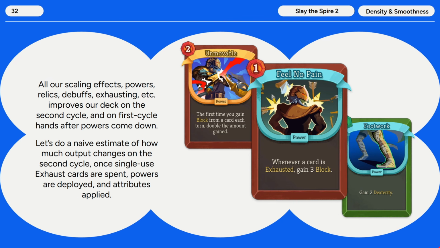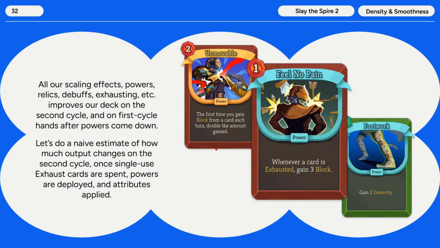Our scaling effects, our powers, our relics, our debuffs, our exhausting, high front-load premium exhausting effects, they all improve our deck on the second cycle or on the first cycle after those powers come down. We can naively estimate how much output changes in the second cycle once those single-use exhaust cards are spent, the powers are deployed, and the attributes are applied as well. Some of our powers will even give us multipliers, so not just linear improvements like from Dexterity, they'll actually give us an even bigger number like from Unmovable, which will give us a ×2.